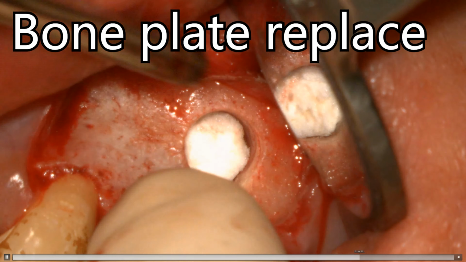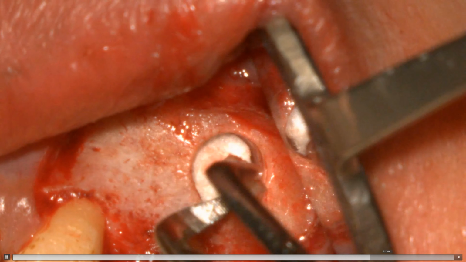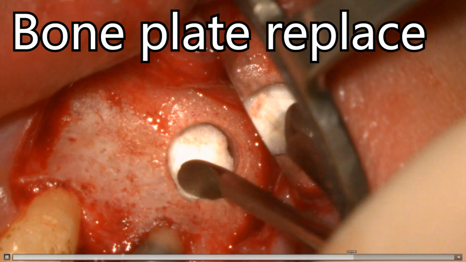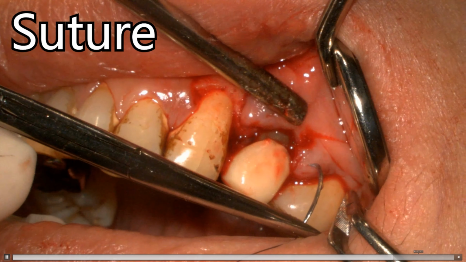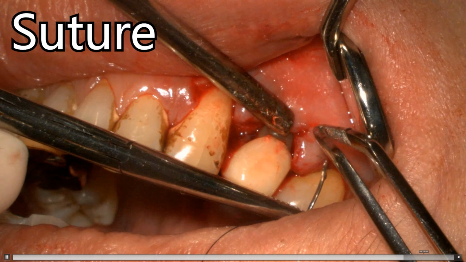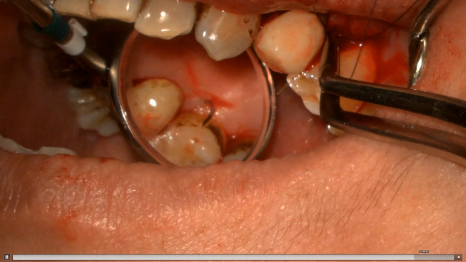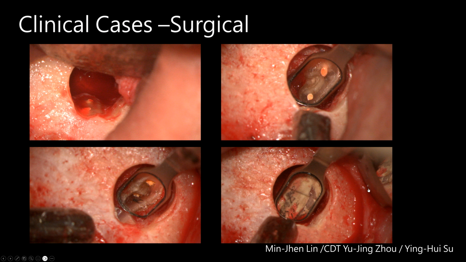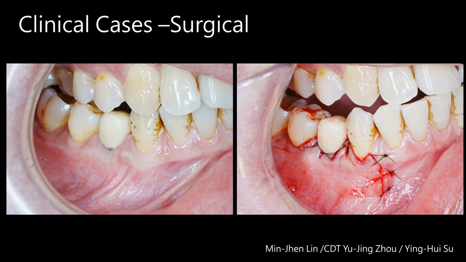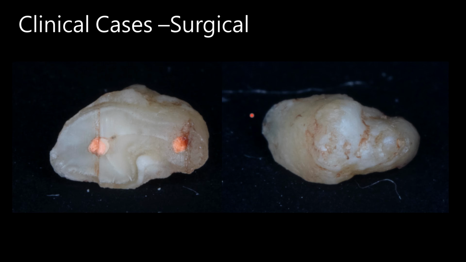And I do the retrograde preparation. And after the root canal filling and root end filling, we put the bone plate back and suture. So here is the root canal treatment, the root end cutting, the retrograde preparation, and the MTA filling. So here is the suture, and here is the root tip. I just cut it.